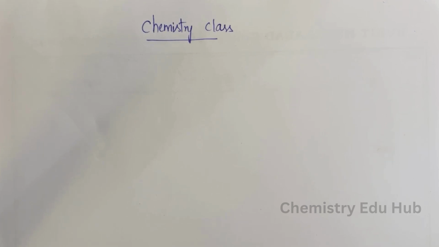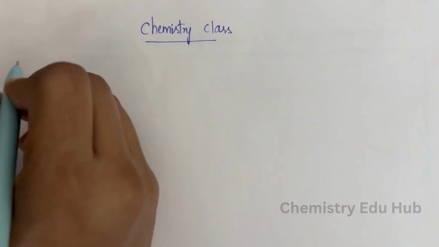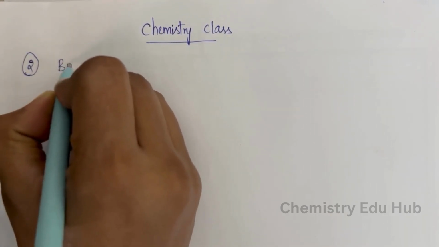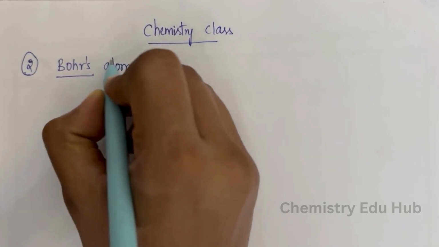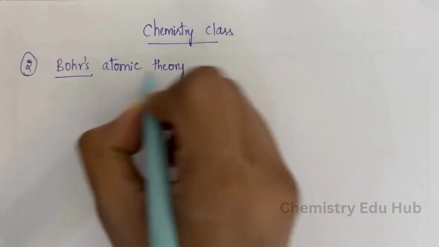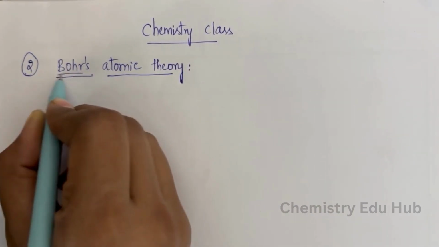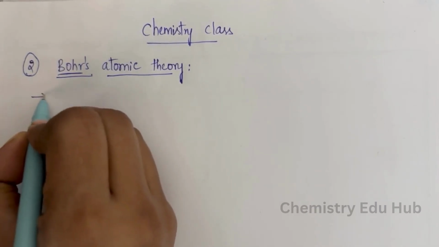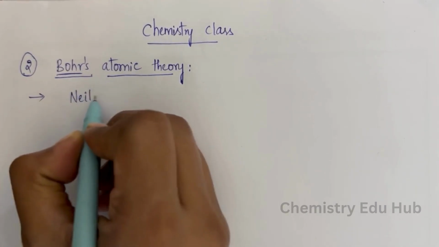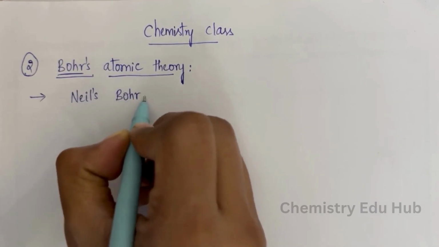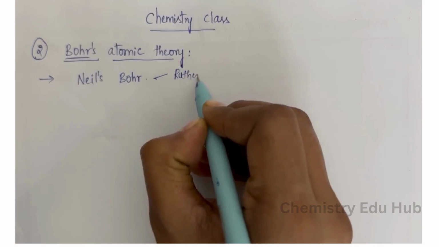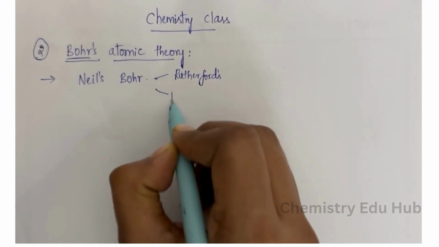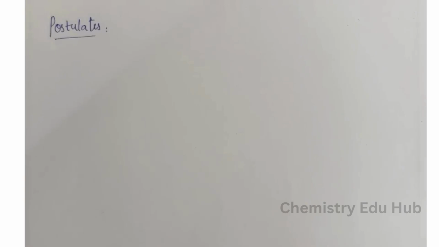Today's class is about the Bohr's atomic theory. The second class, we are going to talk about the Bohr's postulates, merits as well as demerits. So by the name itself, we can understand that this theory was proposed by the scientist Niels Bohr. This theory is based on both Rutherford's model as well as the Planck's quantum model. Let us discuss the postulates of this theory in detail.